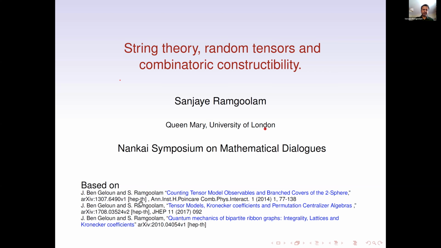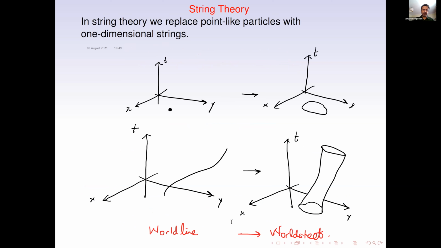It is based on a sequence of papers with Joseph Benjeloun on tensor models and related mathematics. Since it's a sort of general audience, let me just start with something very basic.